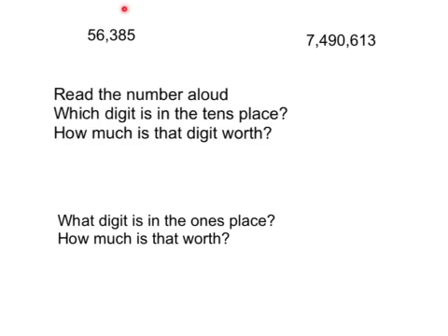The first number is up here on the board. This number is read 56,385. With your partner, you're going to read the number aloud and say which number is in the tens place and how much is that digit worth. Then, what digit is in the ones place? How much is that digit worth? Turn and talk with your partner.